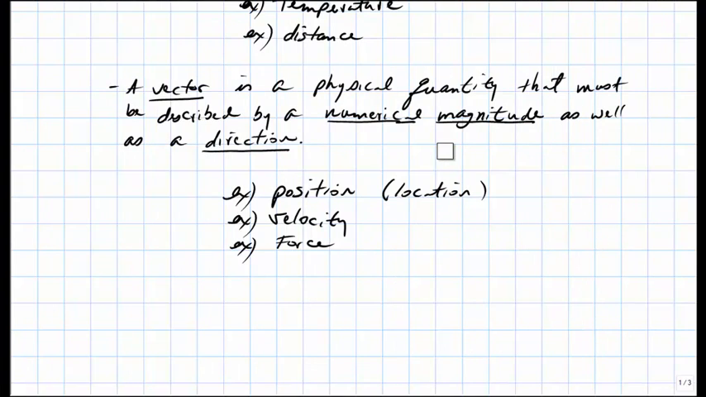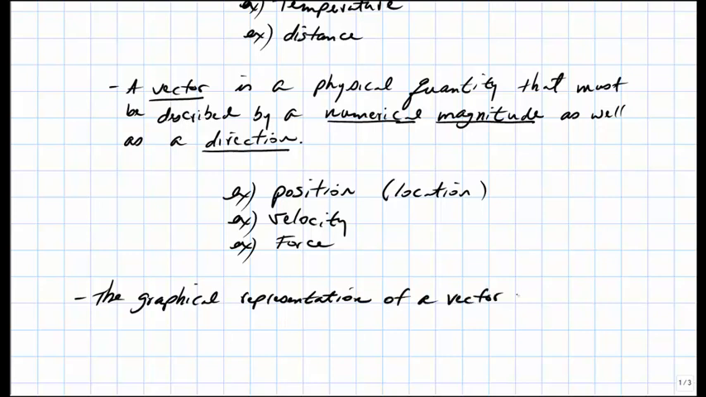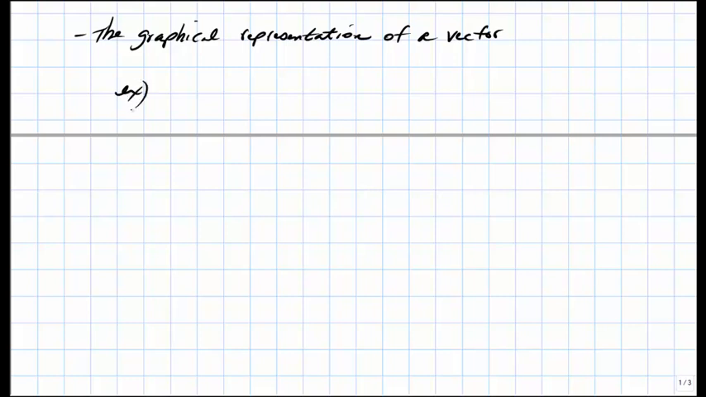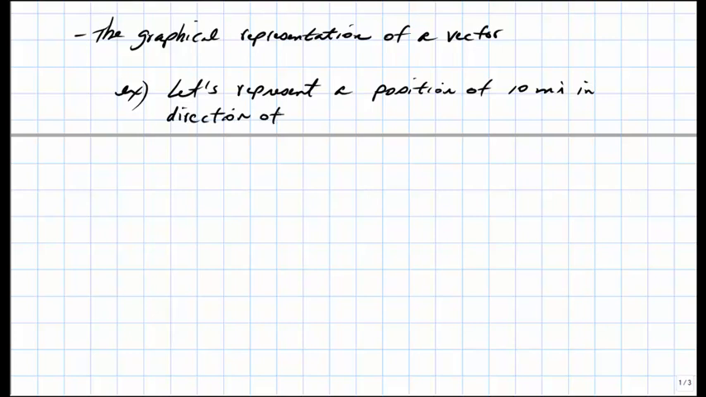We will now introduce the graphical representation of a vector. As an example, let's represent a position of 10 miles in a direction of 30 degrees north of east.